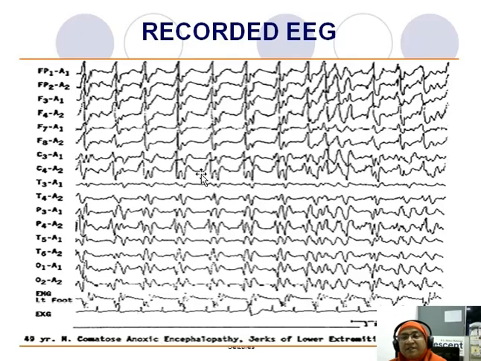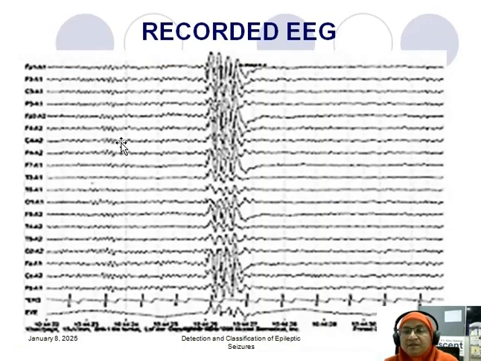The recorded EEG is shown here. This is FP1-A1, FP2-A2. This is monopolar recording. When you measure the EEG with reference to the ear electrodes, it is called monopolar recording. This EEG recording is from the seizure time. Here you can see the spikes occurring suddenly.